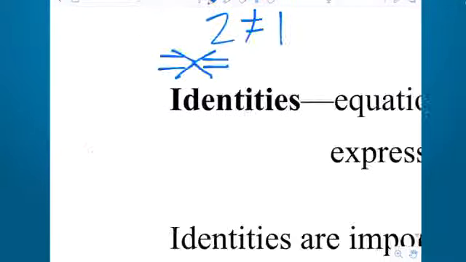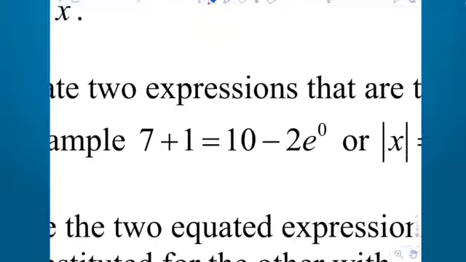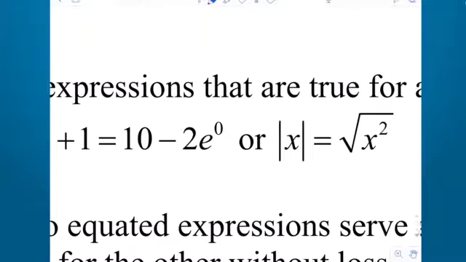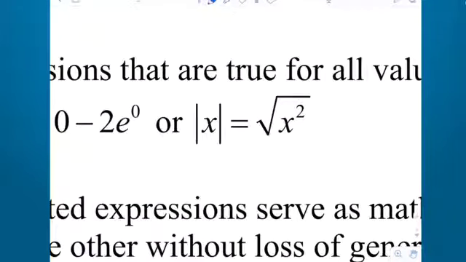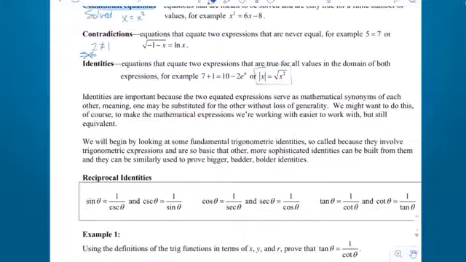And then you have identities. And identities are kind of like the opposite of contradictions. They are equations that are true for infinitely many values, not 0. They are basically mathematical synonyms. Now, they don't have to be true for all real numbers, but they have to be true for all values in the domain of each function. So in other words, pick any value of x. If you plug it into both sides and you get an output on both sides, it's always going to be the same output. And that's what we're going to focus on in this section, an equation that's an identity. So it equates two equivalent expressions.